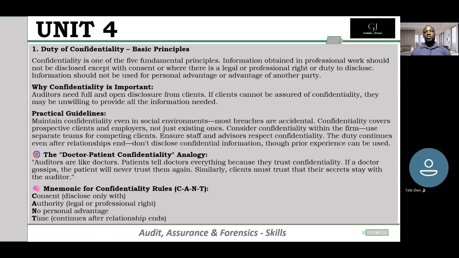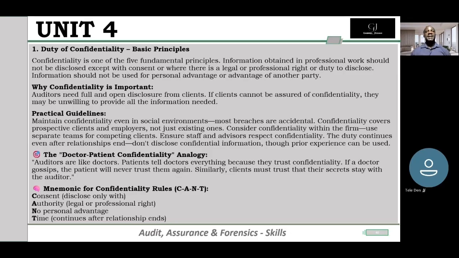It should not be exposed or disclosed, except where there is a legal or professional right or duty to disclose; there has to be permission to disclose it. Information should not be used for personal advantage or the advantage of another party. Why is confidentiality important? Because auditors need full and open disclosure from clients. If clients cannot be assured of confidentiality, they may be unwilling to provide all the information needed.